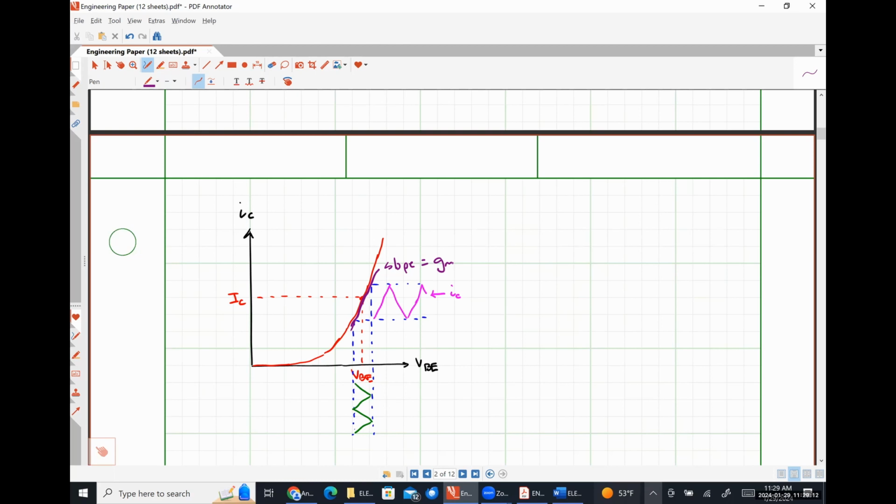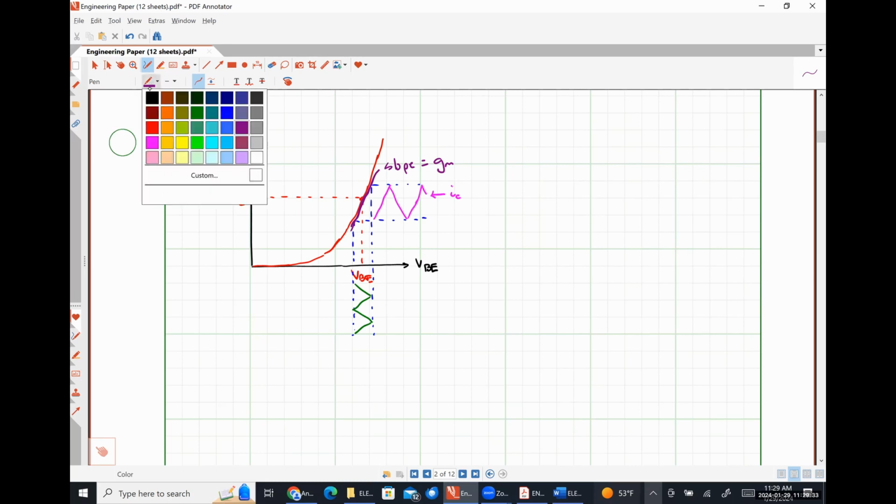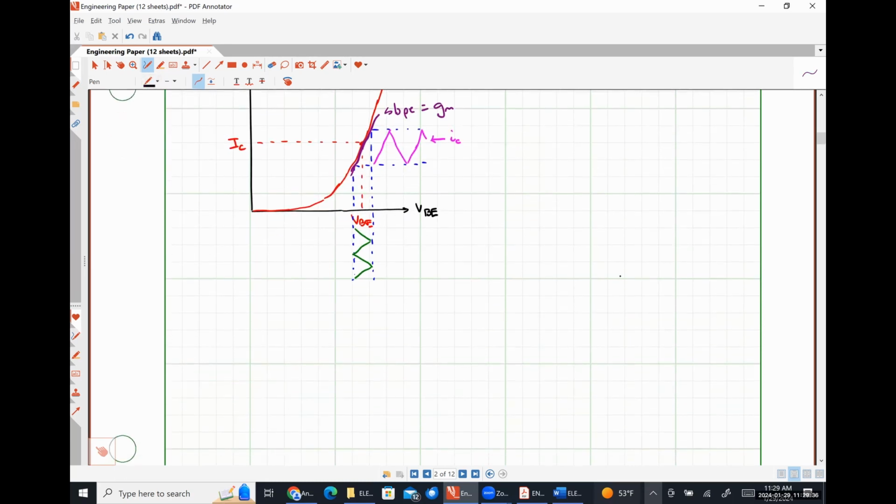All right, so we have established that the perturbation in the input voltage VBE causes a small signal current IC to flow. Because IC and IB are related to each other, we should see some perturbation in the base current as well, right? So our mixed signal base current, lowercase i, capital B, is going to be simply our mixed collector current, lowercase i, capital C, divided by beta.